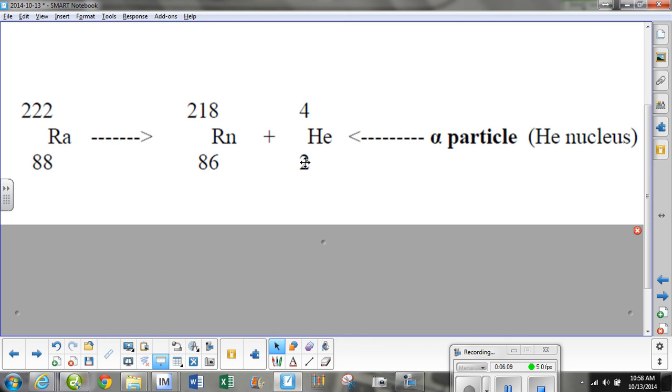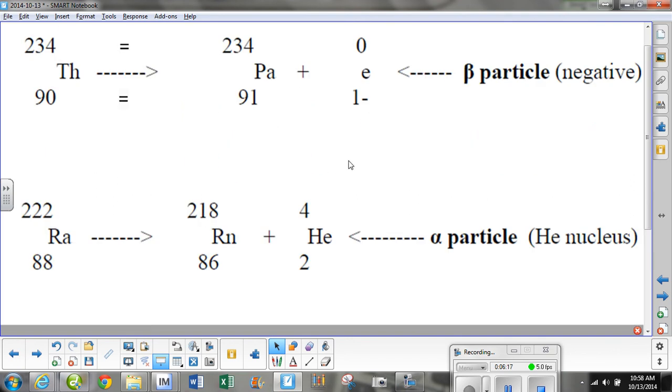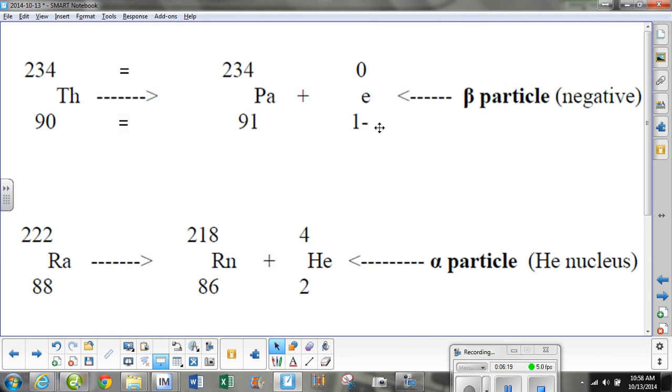Yes. Yes. Okay, so here's the alpha particle being used in a nuclear equation. Here's a beta particle being used in a nuclear equation. And what would we have to do for a positron?